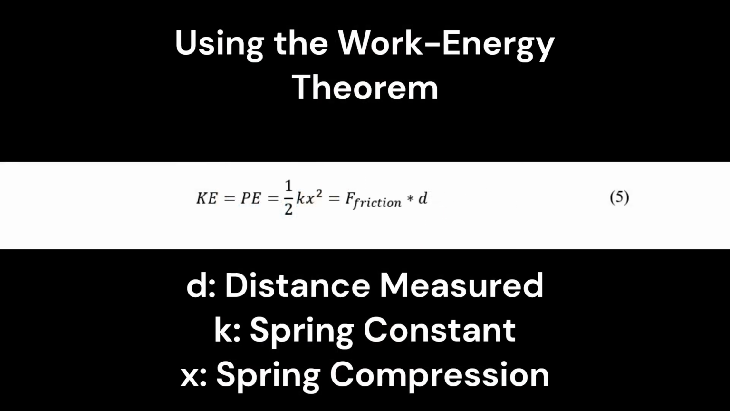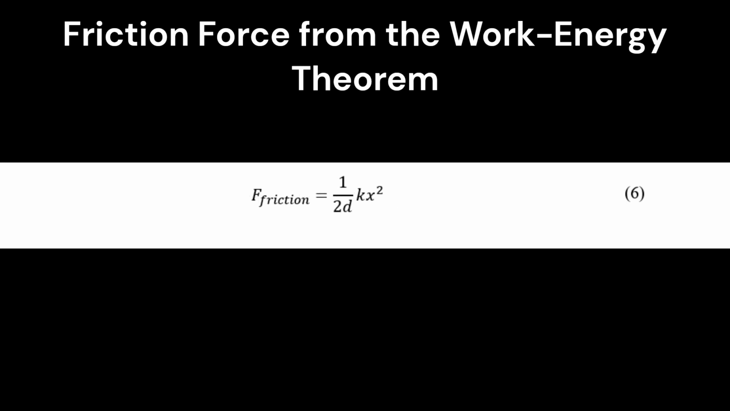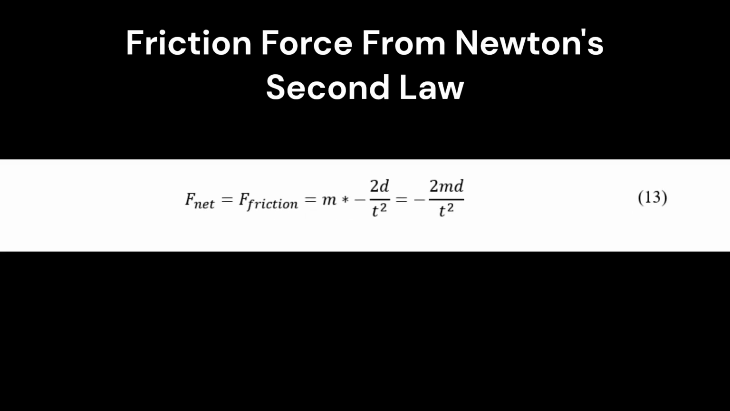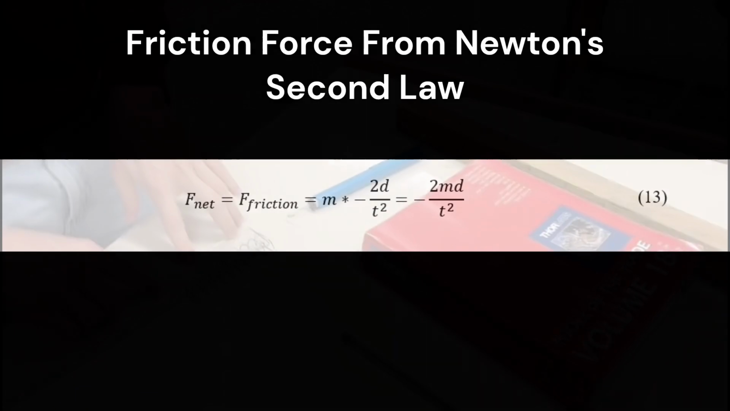To calculate the friction, I will first use the work energy theorem, and from this theorem we can find friction as kx squared over 2d. I will check if my first result is consistent with the result given by Newton's second law, which can be stated as 2md over t squared.